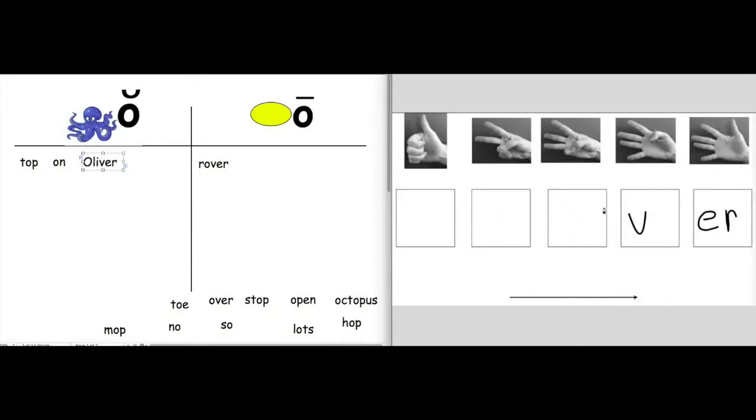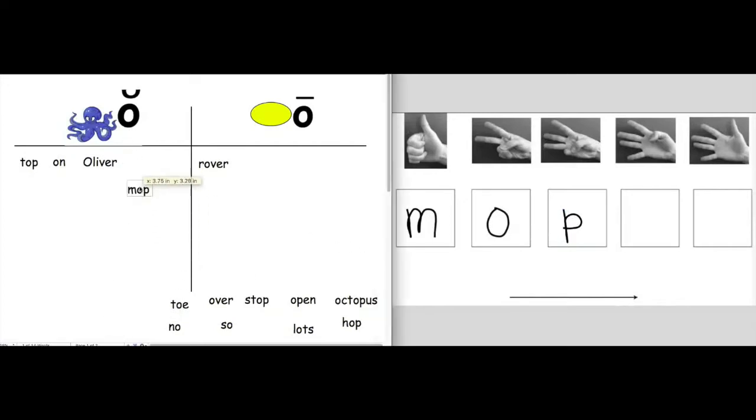All right. Let's move to here. Mop. Mop. Good job. Let's write it in. Mop. Mop. M-o-p. Three sounds. O in this word says ah, like octopus. Mop. Yes, it goes right over here. Here we go. Let's move on.